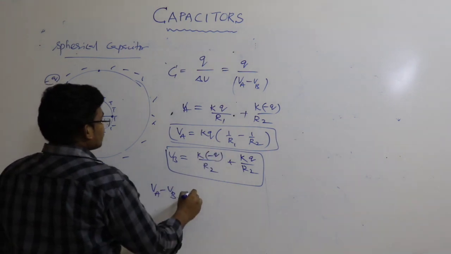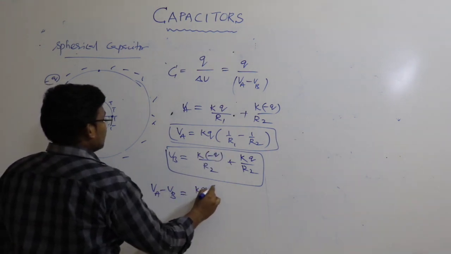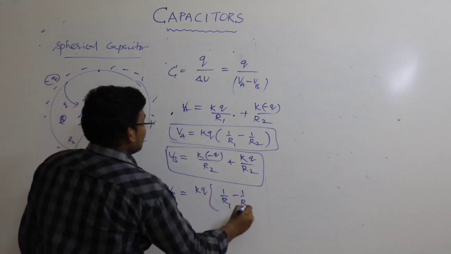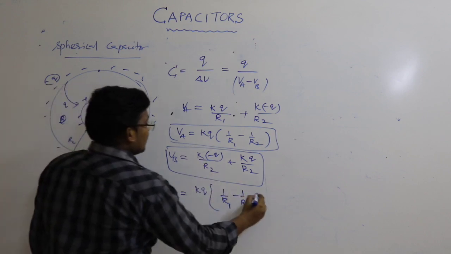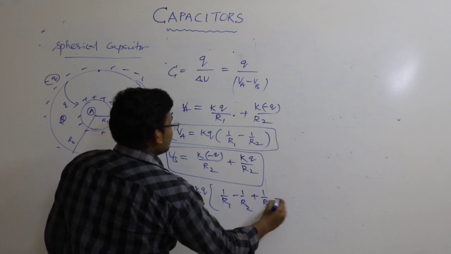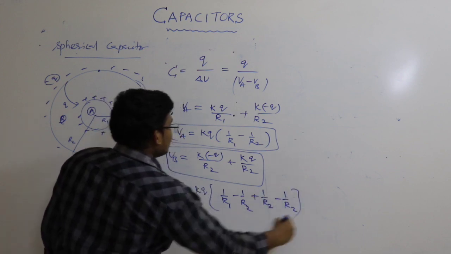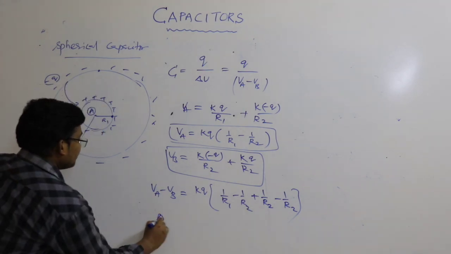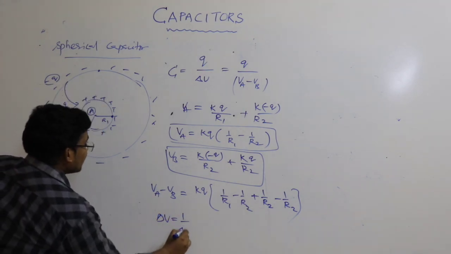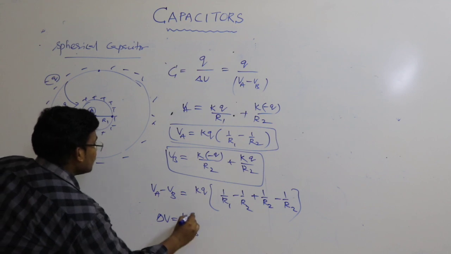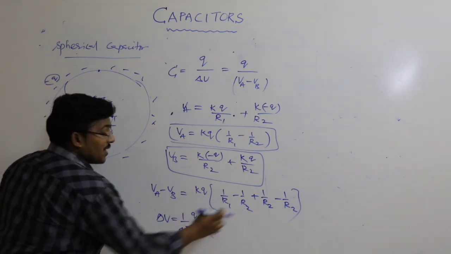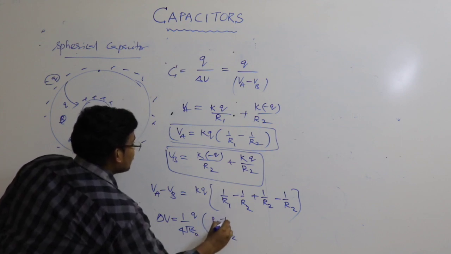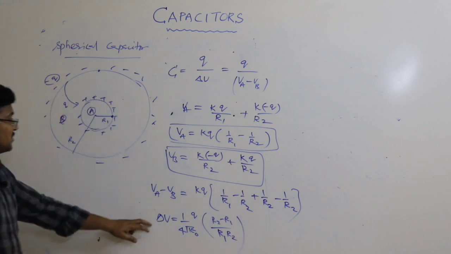Taking KQ common from all of them, it is 1 by R1 minus 1 by R2, minus of this becomes plus 1 by R2 minus 1 by R2. So these two cancel, and we are left with only these two. So the potential difference is equal to K, which is 1 by 4 pi epsilon naught, into charge, into 1 by R1 minus 1 by R2. The LCM will be R1 R2, and here you will get R2 minus R1. So this is delta V.